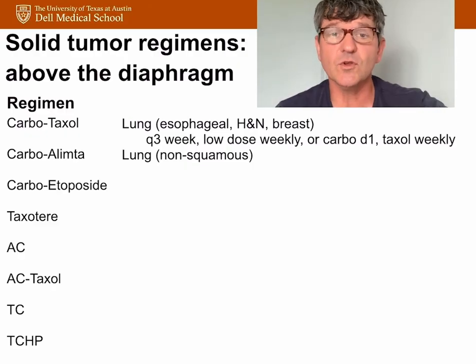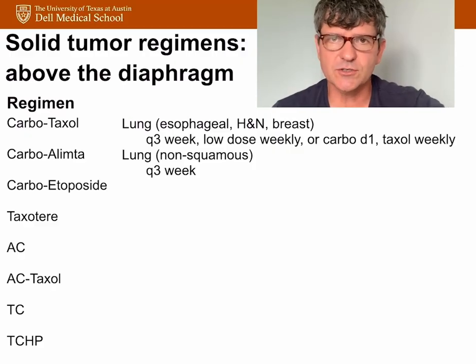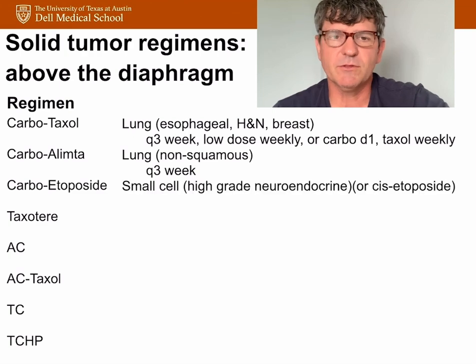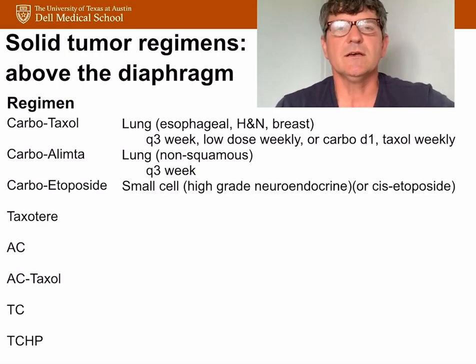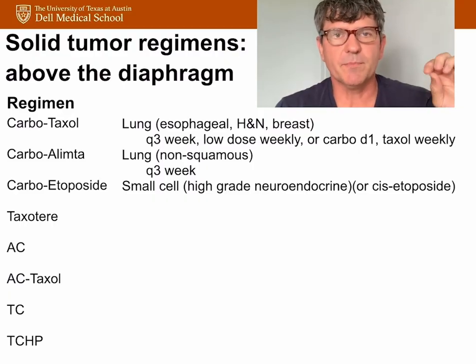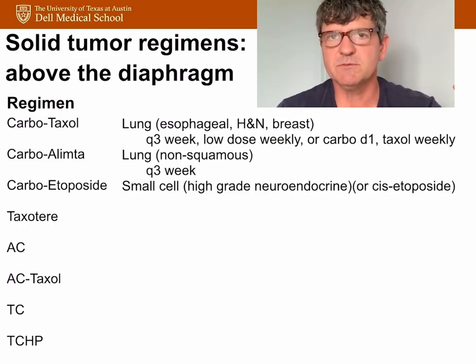Next, carbo and Alimta, which is pemetrexed, only ever used in non-squamous lung cancer. Lung adenocarcinoma, getting chemotherapy, they're going to get carbo-Alimta, carbo-pemetrexed, given once every 3 weeks. Okay, carbo-etoposide. When you see carbo-etoposide, you should think small cell lung cancer. So this very common regimen, and then realize that carboplatin can be substituted with cisplatin.